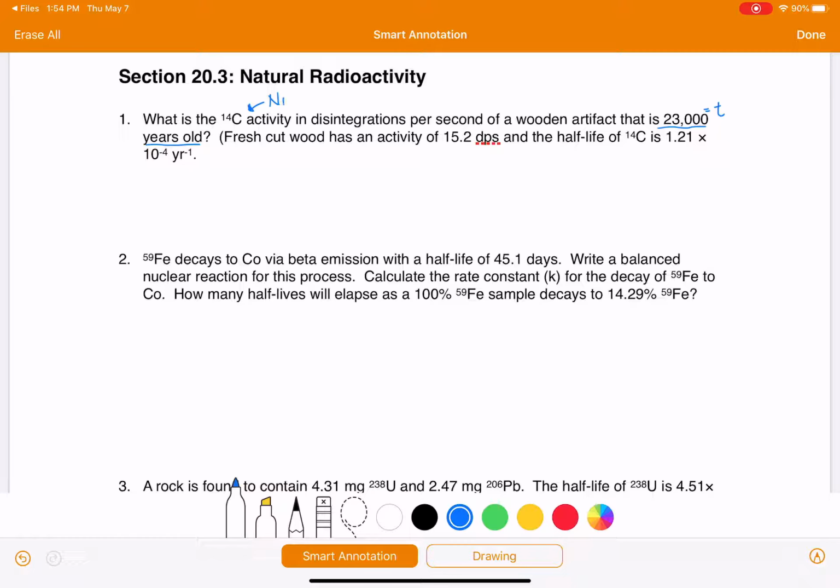So that's going to be N1 in this equation that we're going to use. The natural log of N1 over N initial is equal to negative KT. Fresh cut wood has an activity of 15.2, so that's our N0. And the half-life, there's a typo on here. The half-life can't be in inverse years. The half-life is 1.21 times 10 to the minus 4 years, which we're going to use to figure out the value of the rate constant K.